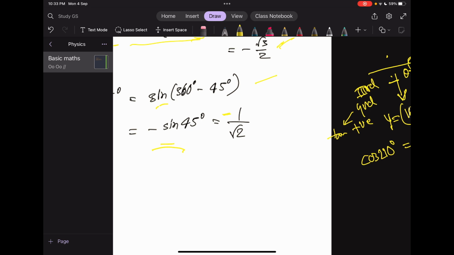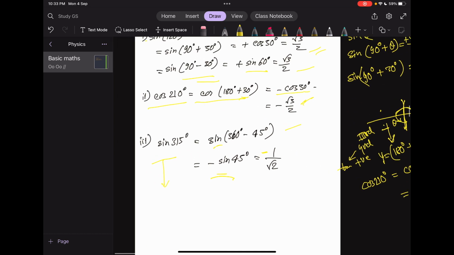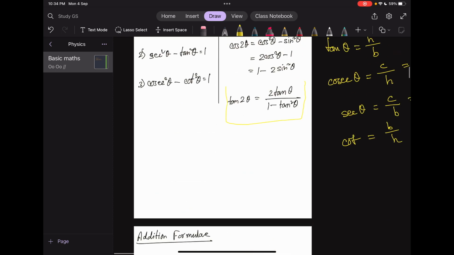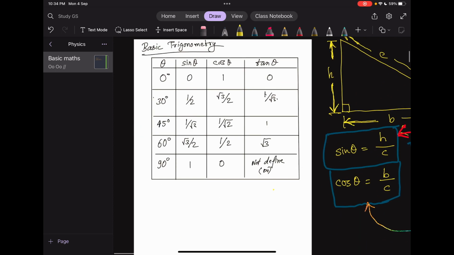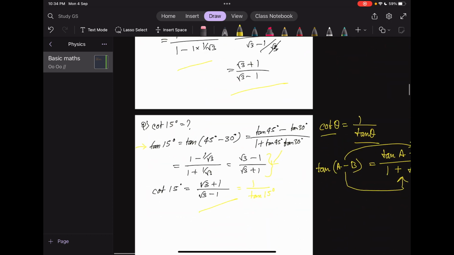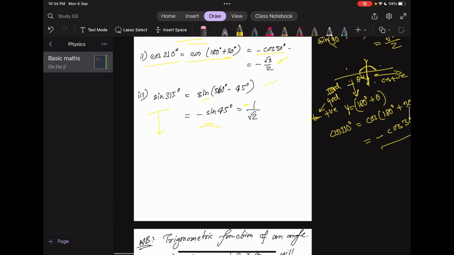and the value is minus 1 by root 2. Okay, because if we come to the top from where we had started, the value of sine 45 is 1 by root 2. So the value of minus sine 45 must be minus 1 by root 2.